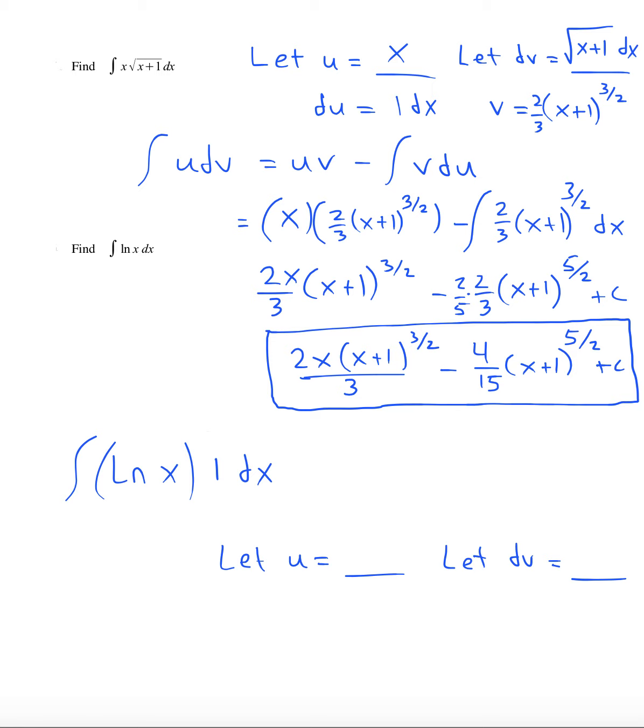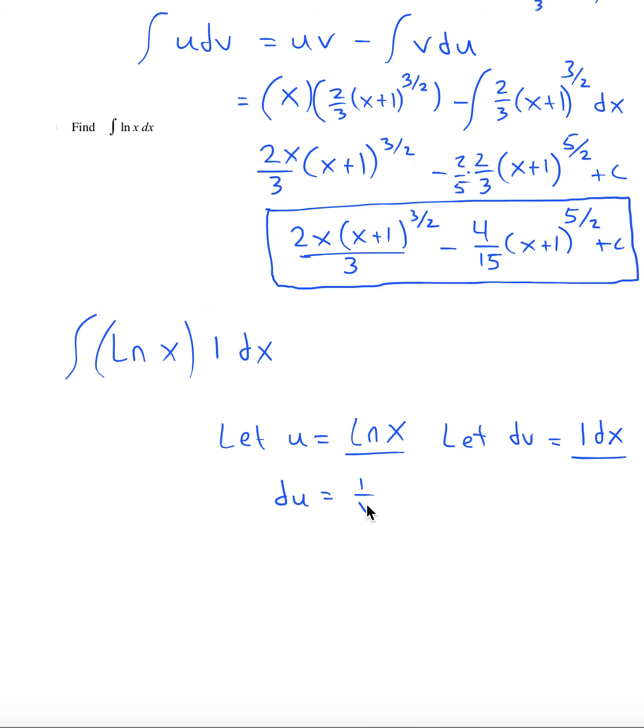Well, first of all, we don't know the antiderivative of ln x. That's why we're doing this by parts. So I better not let dv stand for ln x dx. We want u to be ln x. And then dv can simply be the 1 dx part. All right, so our du is going to be 1 over x dx, and our v will be x.